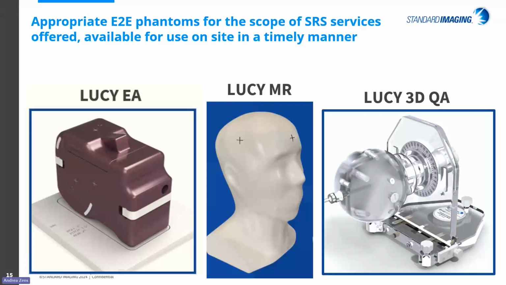We help you determine which of our Lucy Phantoms are the best fit for your clinic based on your imaging protocols and your workflow. We have for your consideration the Lucy EA, Easy Access Phantom, which I will delve into today. You also have the Lucy MR seen here in the middle, which is the only entirely MR visible, fully anthropomorphic phantom for stereotactic QA. And then you have our Lucy 3D QA Phantom, which is, of course, the original one that we had, and is the most comprehensive and customizable of the Phantoms within the Lucy family.